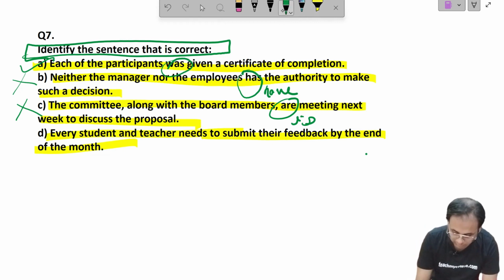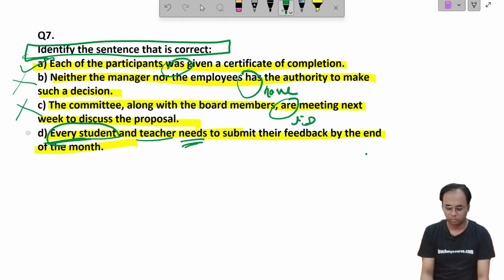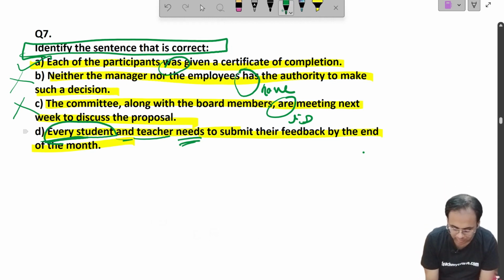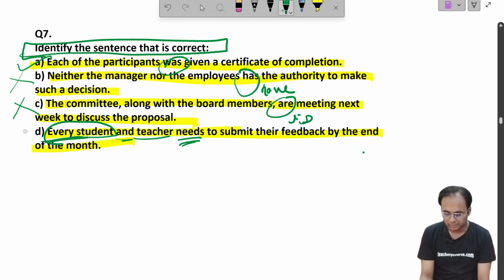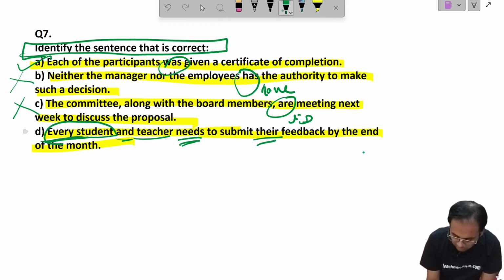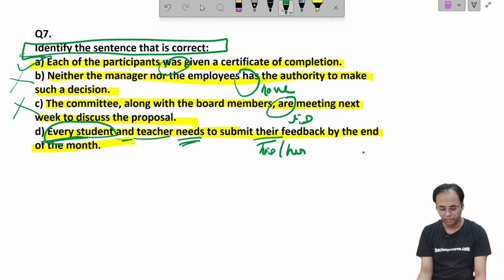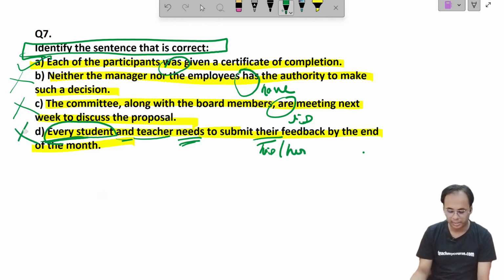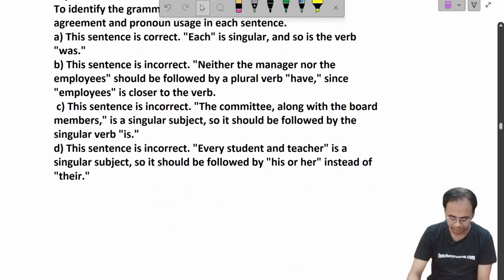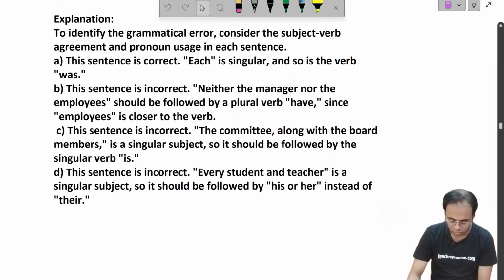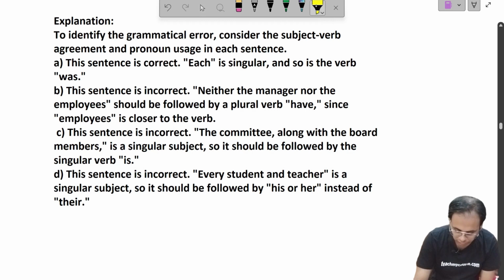So it says every student and teacher needs to submit, needs to give way to a singular form. Basically, every student and teacher, this is singular. They need to submit, his or her should come here, his or her feedback by the end of the month, and not there. So this is also not correct, only the first sentence is correct. So this is the explanation for that. The first one is correct.